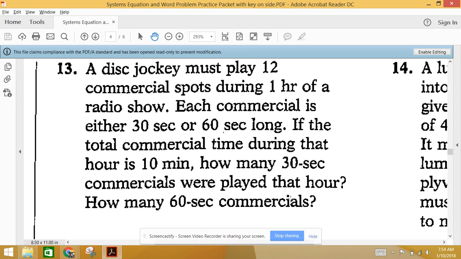Okay, so this is a mixture problem, first of all. That's the first thing I see, so I'm going to ask you to consider it in those terms. As always, there are at least two relationships that show up in terms of the two variables. We don't know how many 30-second commercials, and we don't know how many 60-second commercials there are. So go ahead and pause the video and try setting it up based on that information.